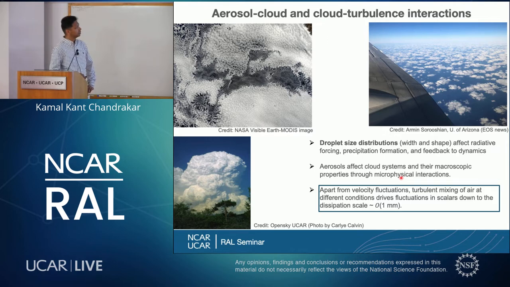Apart from aerosol, clouds are turbulent in nature, and the aerosol and the turbulent fluctuations impact the microphysical properties. In a turbulent environment, not just the velocity field fluctuates, but also scalar quantities like water vapor and temperature fluctuate. That affects the precipitation development as well as other properties of the cloud. So in this talk, I'll be focusing mainly on the impact of turbulent fluctuations at various scales on different cloud properties, especially droplet size distribution, and their impact on microphysical properties like autoconversion rate and optical properties.